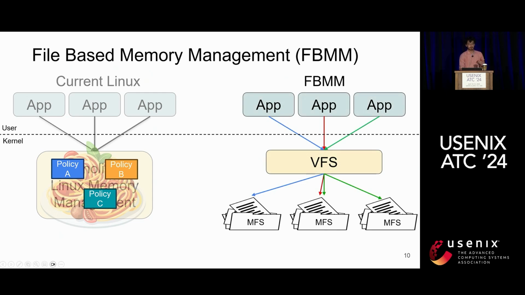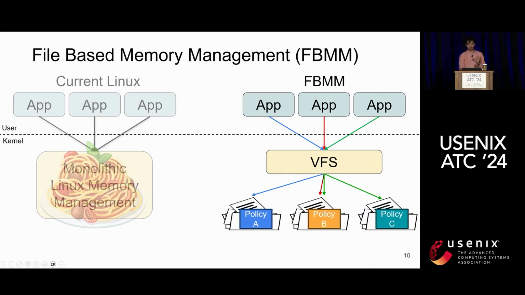In FBMM, memory managers are written as file systems called memory management file systems, and memory is allocated and freed through files. Each MFS is a self-contained module of code that is specialized, rather than being a one-size-fits-all solution. These modules can be written and loaded separately from the main kernel, allowing flexibility in their creation and use. The VFS layer is used to multiplex between the MFSs, so applications can have a variety of memory behaviors depending on their needs.